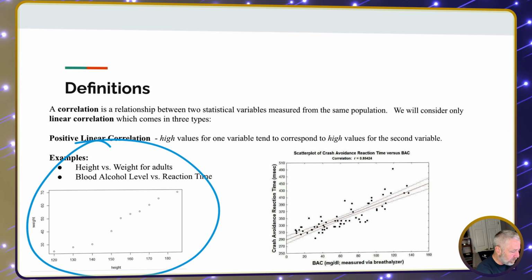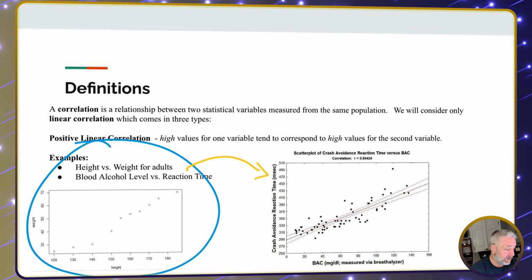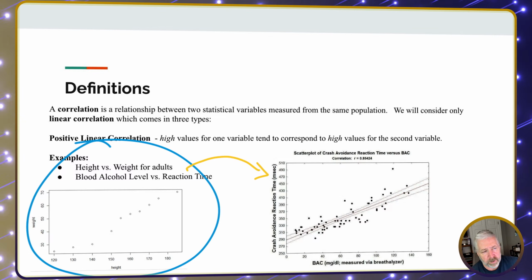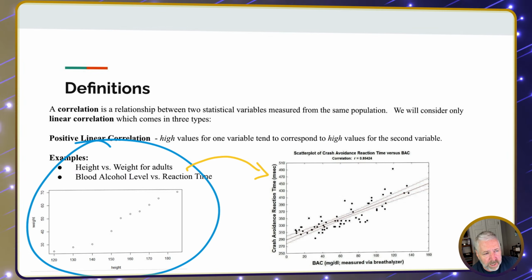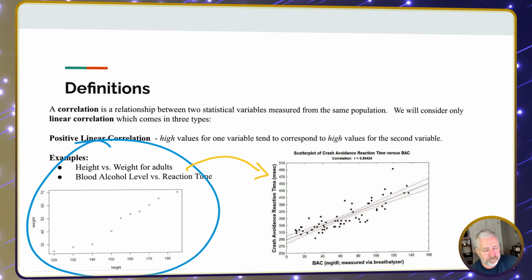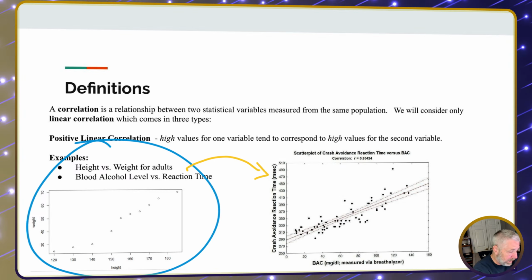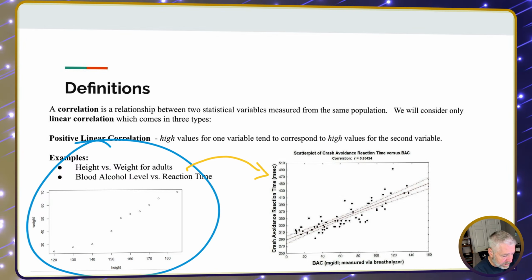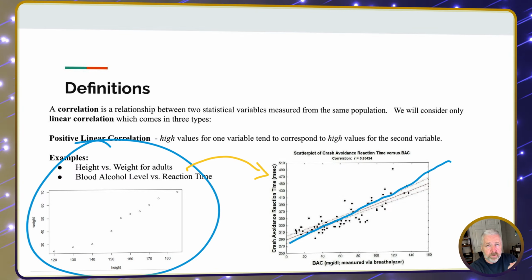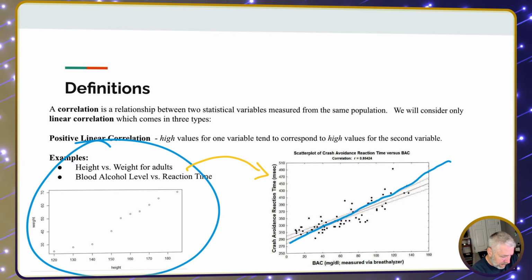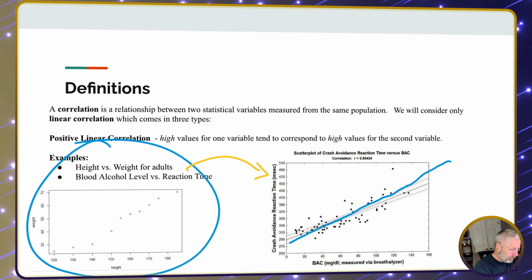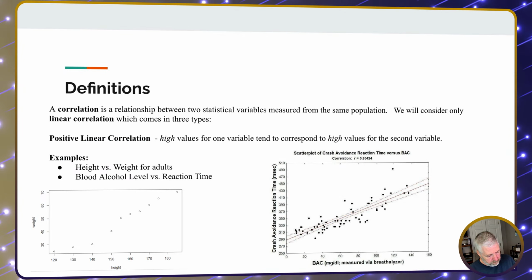Now, blood alcohol versus reaction time is right here in this second graph, a scatter plot of crash avoidance reaction times versus blood alcohol content. This has several best-fit lines from a research study. Disregard those. All I'm looking at is the fact that these all seem to follow a positive linear trend. In other words, we could put a spaghetti noodle straight line through it, and the points line up on either side of it in a pretty good fashion.